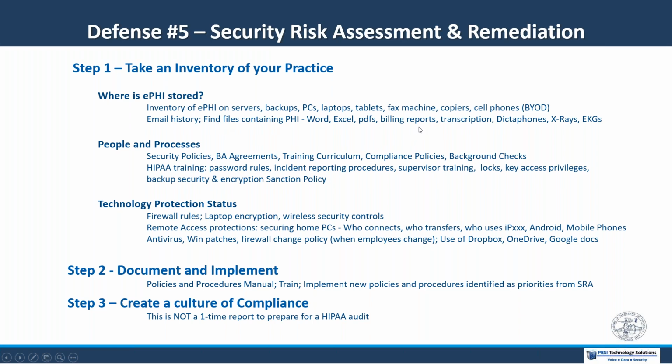So we have an electronic tool that can find all of this, but it's something where you want to have an inventory. Where do you have risk for having protected information stored? You're going to do an inventory of people and processes. Processes first, where we're looking at policies and business associate agreements and training curriculum, company policies, background checks, whatever our policies are, we need to have them documented, and most of you listening do.